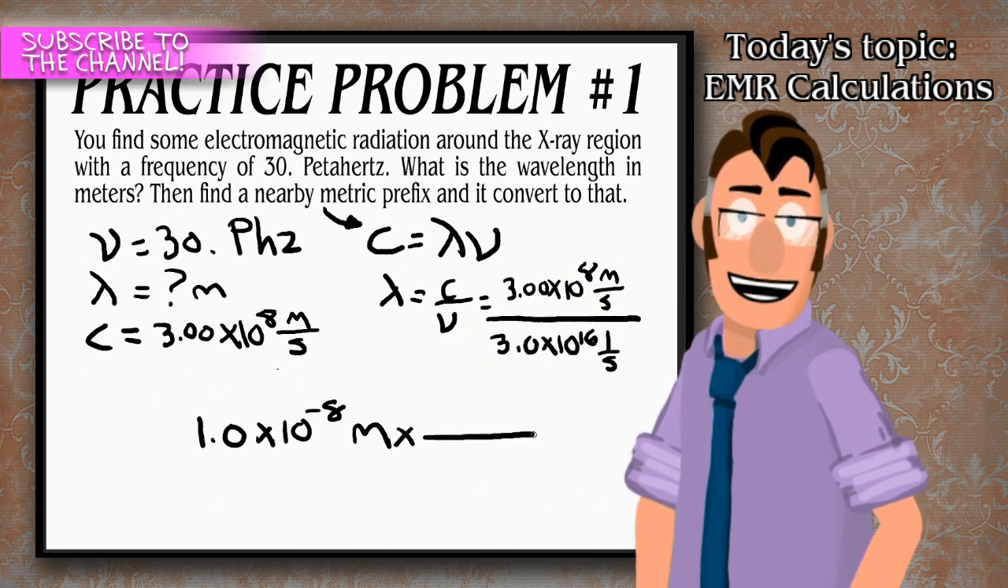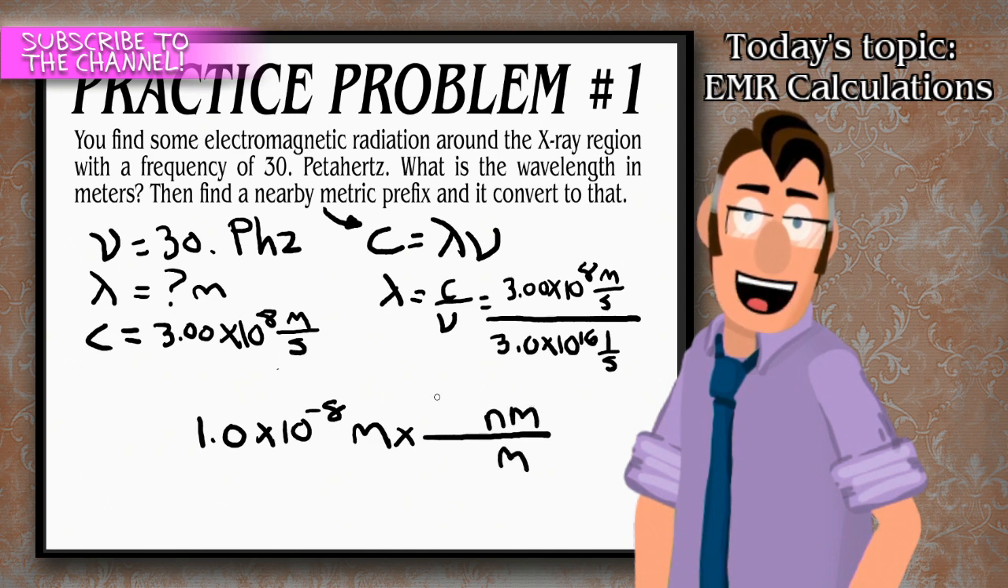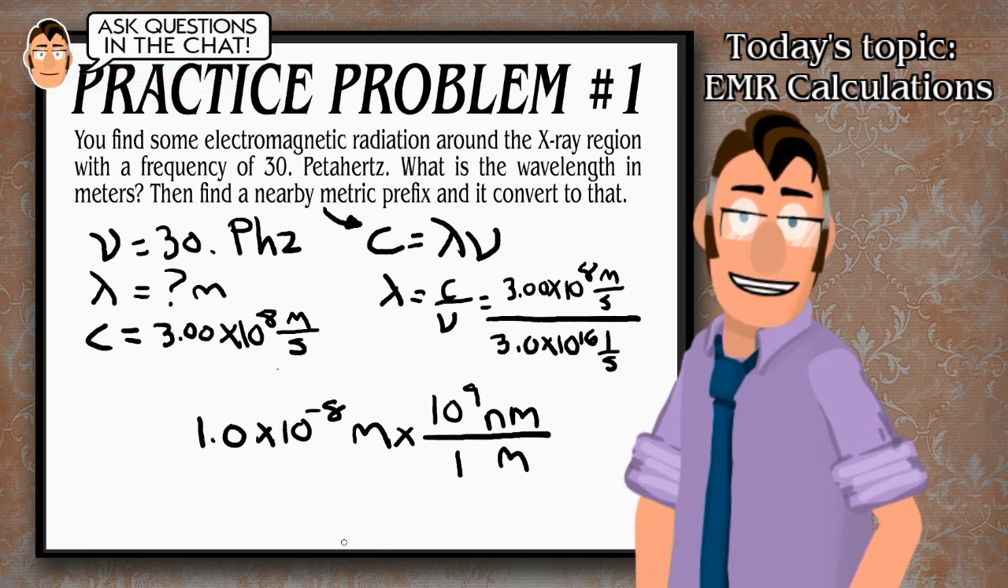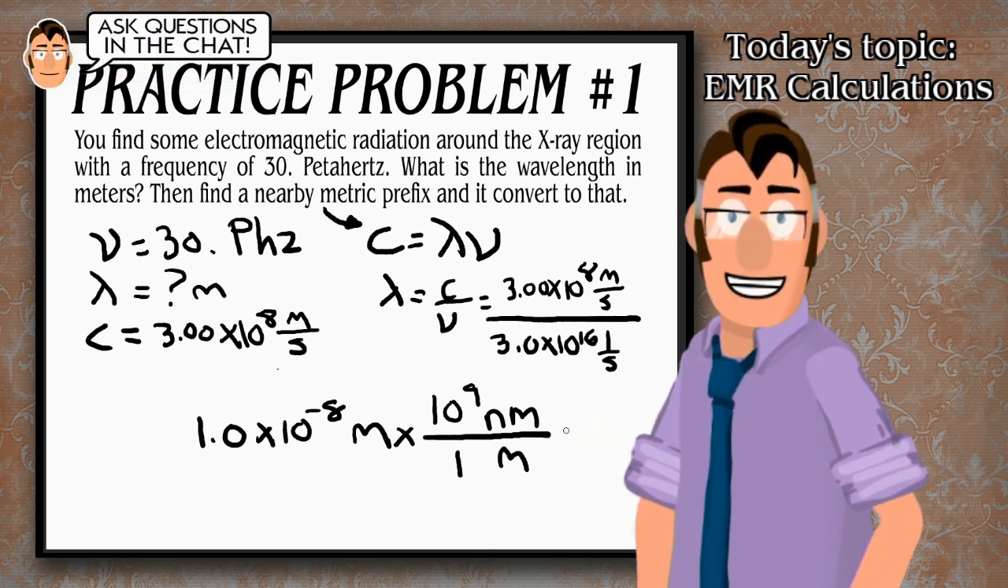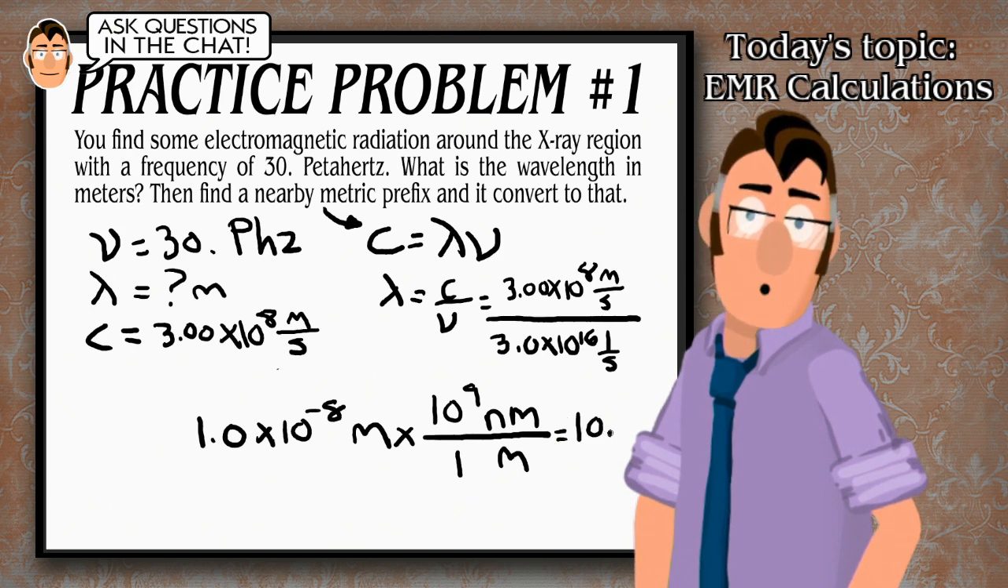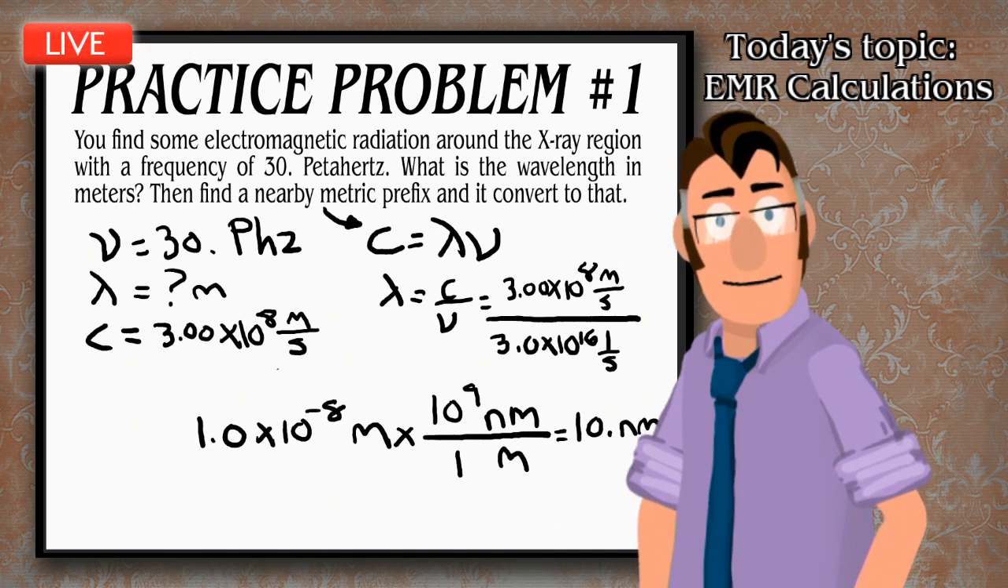And so what I can do is, again, for you guys who love your metric prefixes, we put nanometers on the top. 10 to the 9th nanometers equals 1 meter, right? And then we're going to multiply that out. So again, fans of math would realize that would be about 10 nanometers.